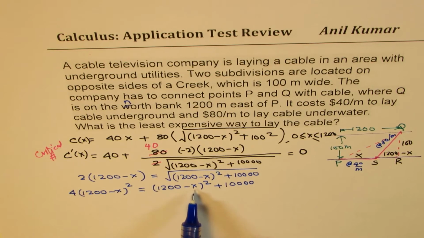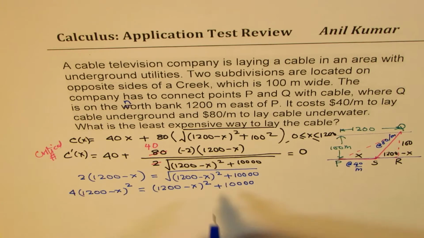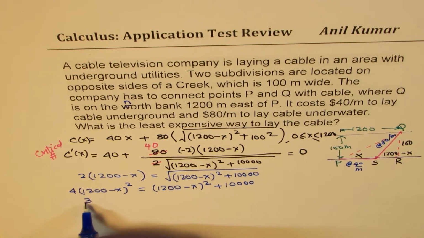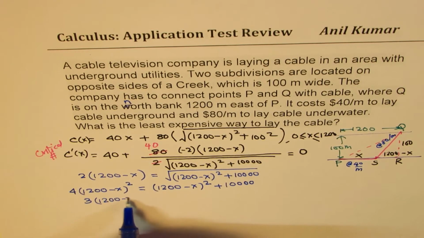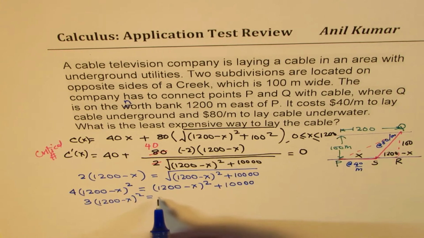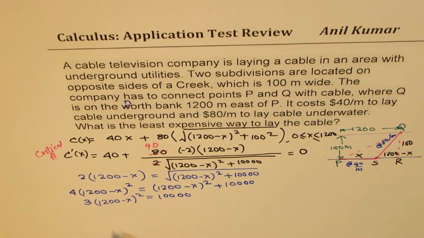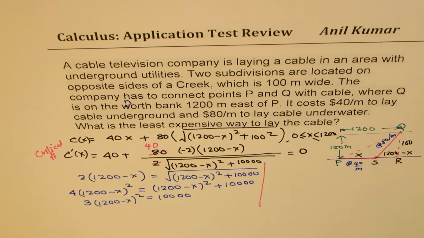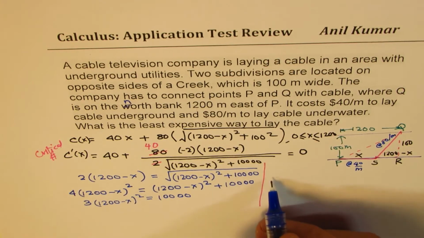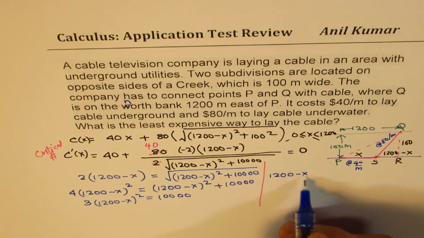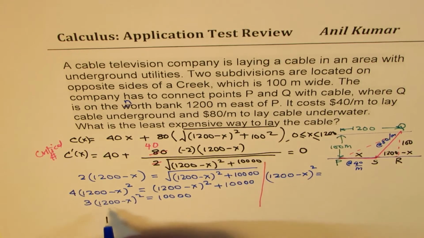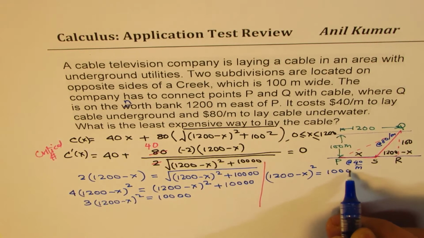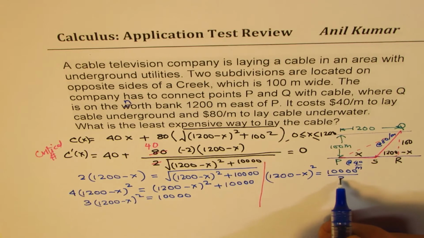So we could simplify this now, bringing it on that side, so it becomes simpler. Let's solve this. So it is 3 times (1200 minus x) whole square equals 100 times 100. So if I square root it, let me take it to the right side now to do the rest. Okay, so we get (1200 minus x) whole square equals 100 times 100 divided by 3.